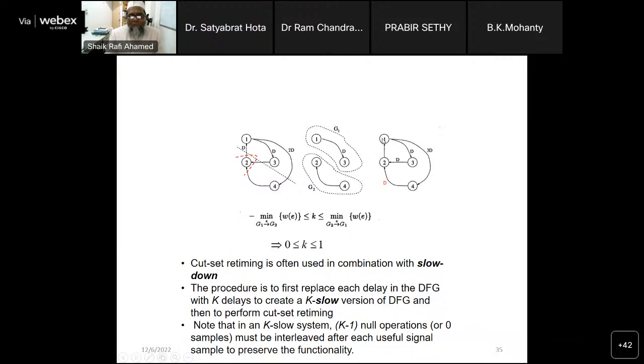Now the critical path is 2 to 1. This is also 1 unit, 2 units. So this is how we can choose the proper location of the delays, where the delays have to be subtracted or removed, and where the delays have to be inserted. So we have to follow this cut set rule. And there is some other algorithm also for finding the exact location of the delays. So see how, by just replacing the delay positions, we can increase the throughput of the system.